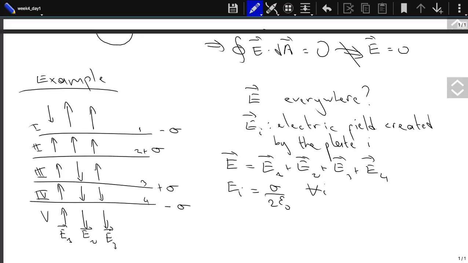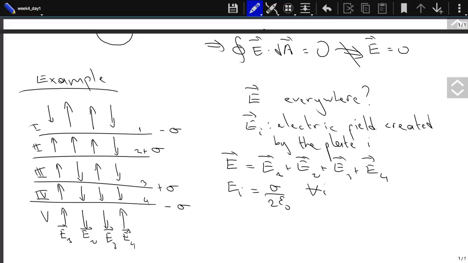This is E3. Now let's look at E4. This is a negatively charged plate, so the electric field is always pointing towards the plate. So it is downward in region 1, downward in region 2, downward in region 3, downward in region 4, and upward in region 5. So these are the directions of the electric fields created by each one of those plates.